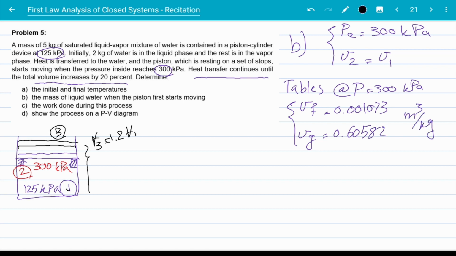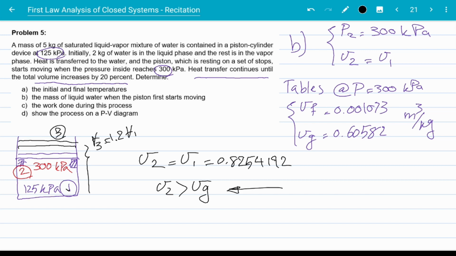Also, specific volume 2 is equal to specific volume 1, which we already know from previous pages, is 0.82549192. Okay, now if we compare the numbers that we have, we get that specific volume 2 is larger than the specific volume of saturated vapor. See, 0.8 is larger than 0.6. So at state 2, we are dealing with a superheated steam.